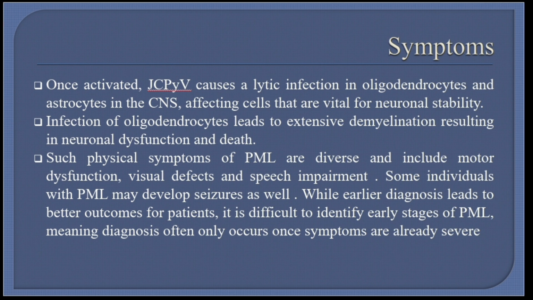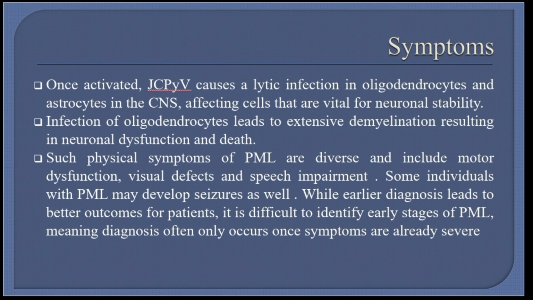Symptoms of JC virus. Once it is activated, JC polyomavirus causes a lytic infection in oligodendrocytes and astrocytes in the central nervous system, affecting cells that are vital for neuronal stability. The infection of oligodendrocytes leads to extensive demyelination, resulting in neuronal dysfunction and death. Because the demyelination occurs at distinct points, physical symptoms can mimic several different diagnoses, including multiple sclerosis and stroke.